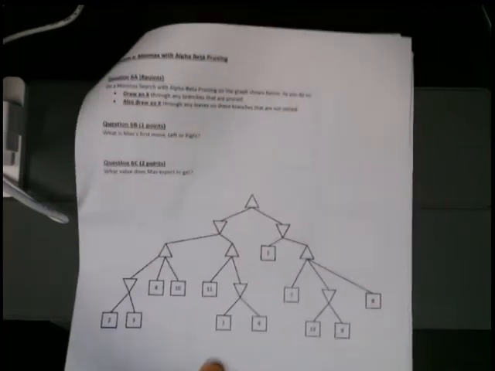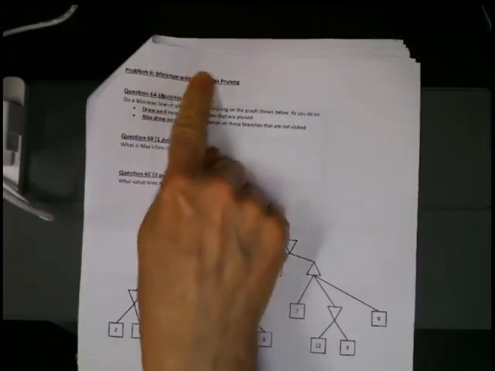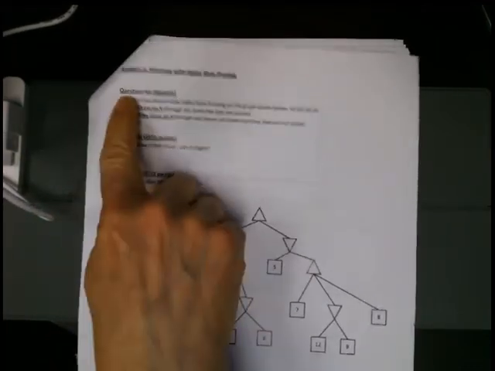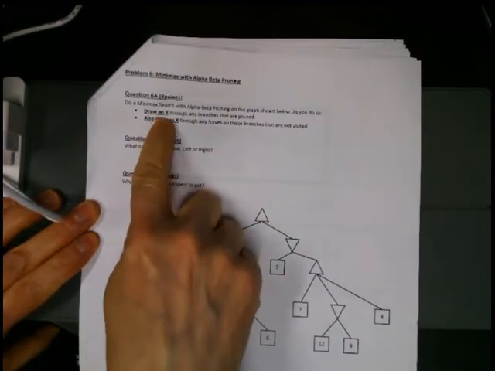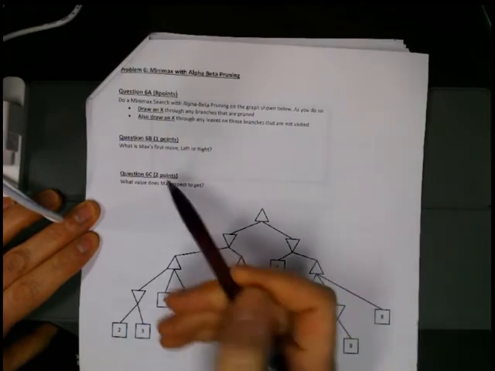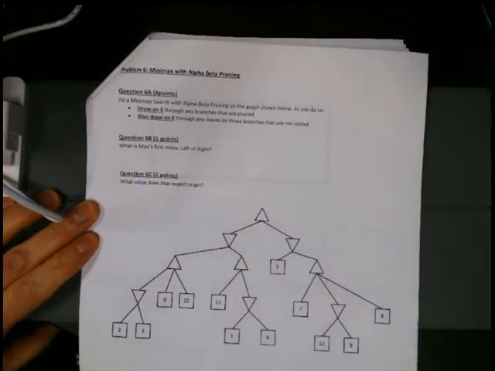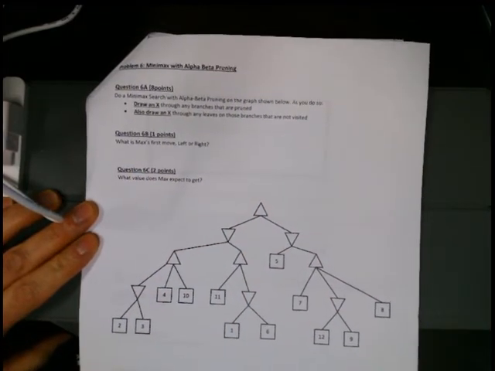Okay, so this problem asks you to do minimax with alpha beta pruning. Do a minimax search with alpha beta pruning on the graph shown below. As you do so, draw an X through any branches that are pruned, and also draw an X through any leaves on those branches that are not visited, just to make it obvious.